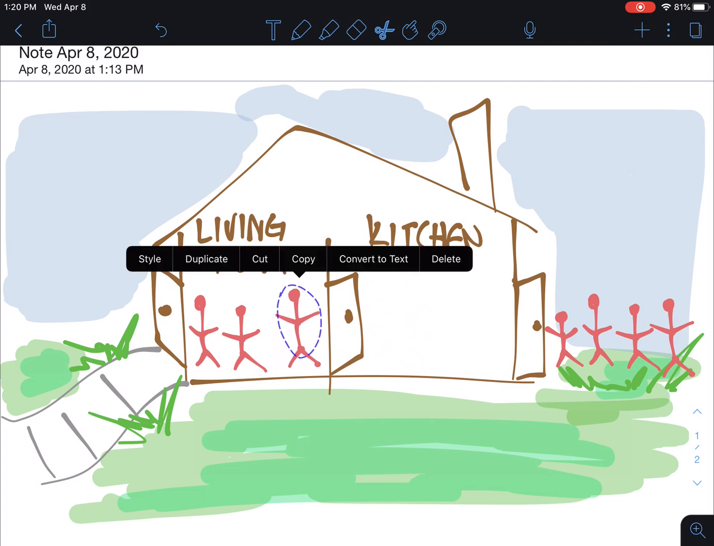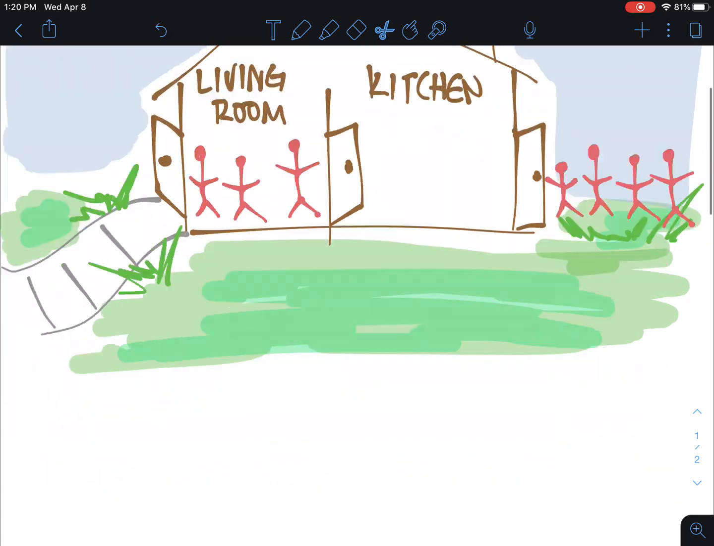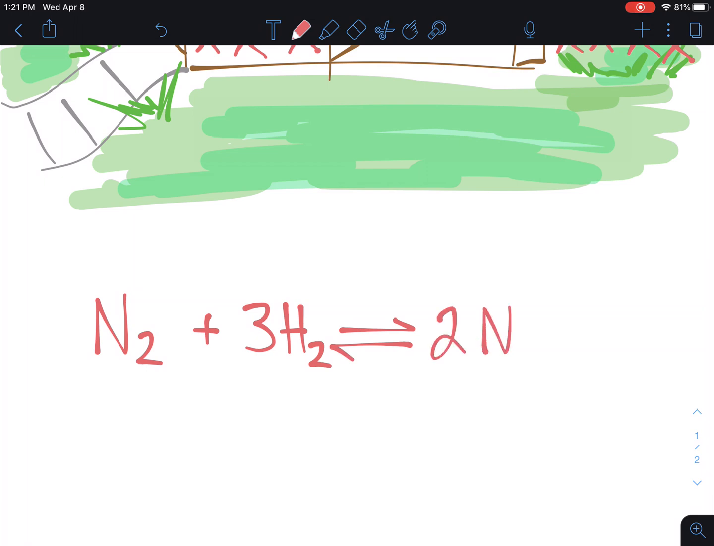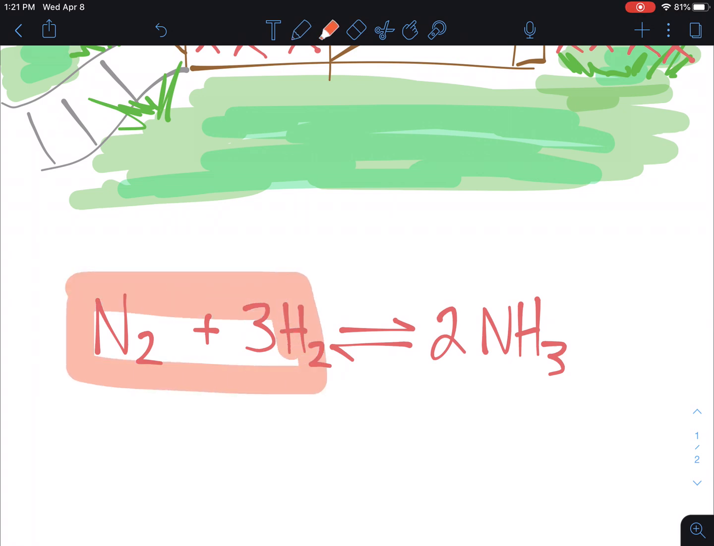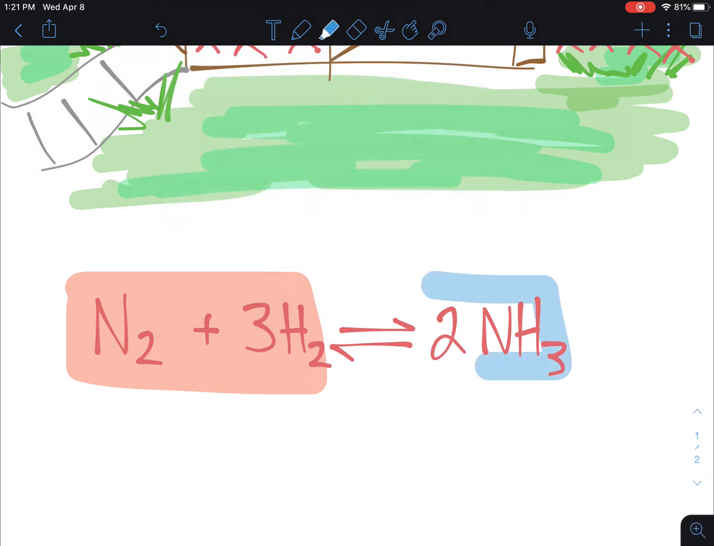So chemical reactions happen much in the same way. If we have N2 + 3H2 that can go back and forth in the production of making ammonia, here we have our reactants and here we have our products.